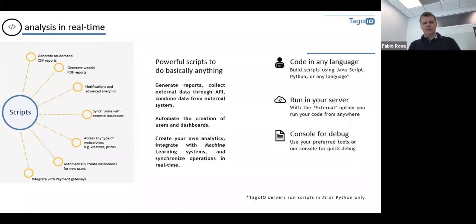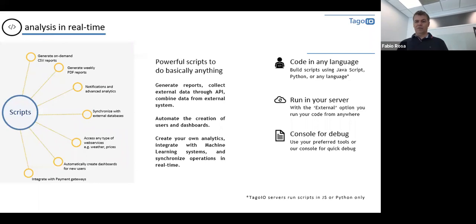Another thing that's very important is the feature that generates a lot of value, which we call analysis. Analysis can execute scripts in real time to make a decision. They're very powerful, and basically they can do anything. They can generate reports for you. They can get or send data through APIs.